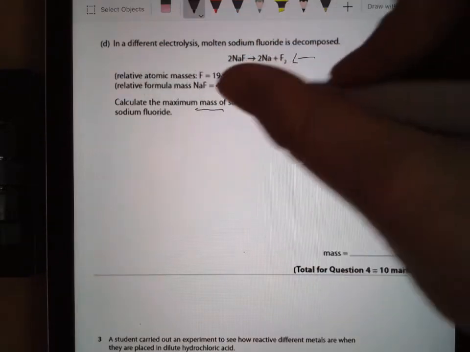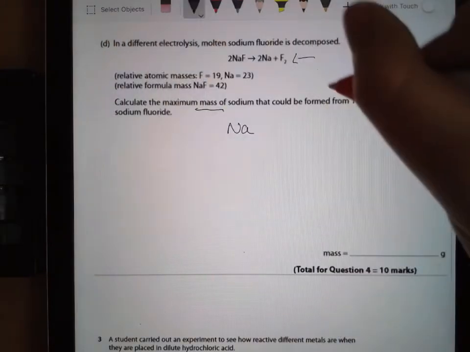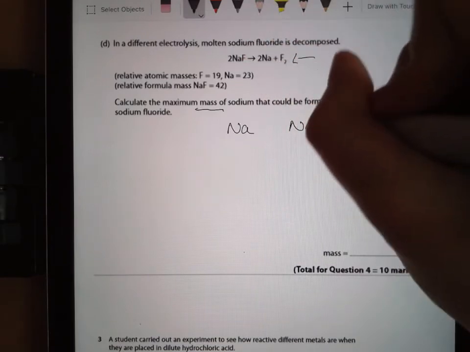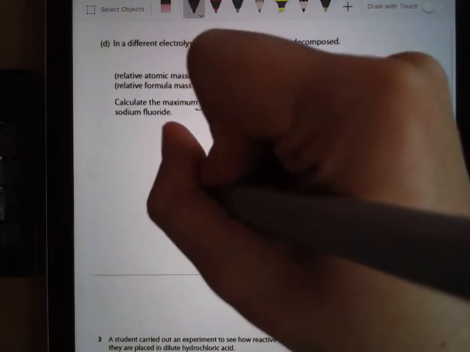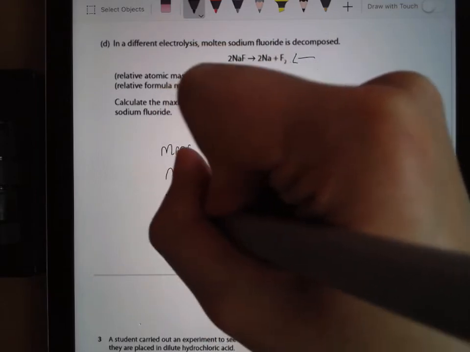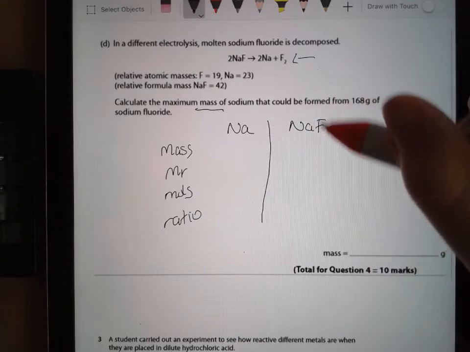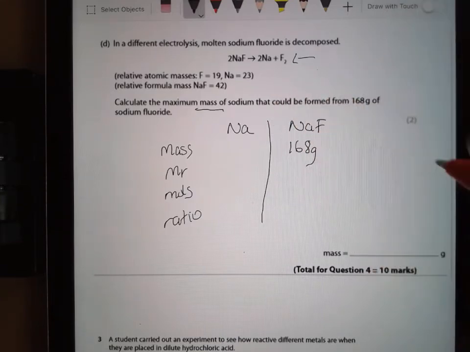They ask for the mass of sodium, so I'm going to put sodium in my table. That can be formed from sodium fluoride. Okay, NaF is sodium fluoride. So they're the two things I'm going to put in my table. And then I'm going to have mass, formula mass, moles, and ratio. The mass of sodium, okay, that's what I'm trying to find. That can be formed from 168 grams of sodium fluoride.